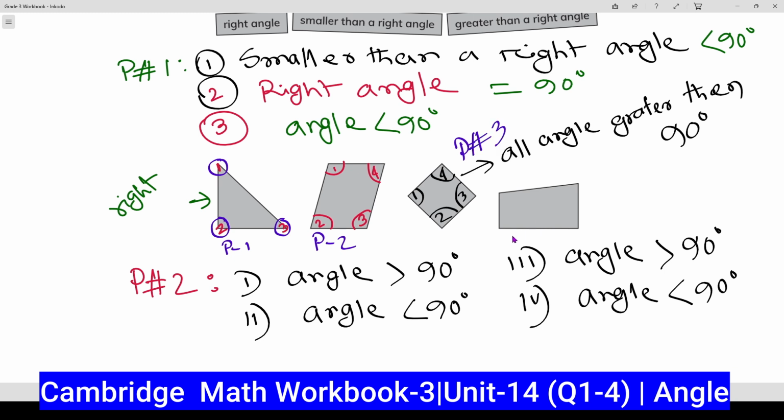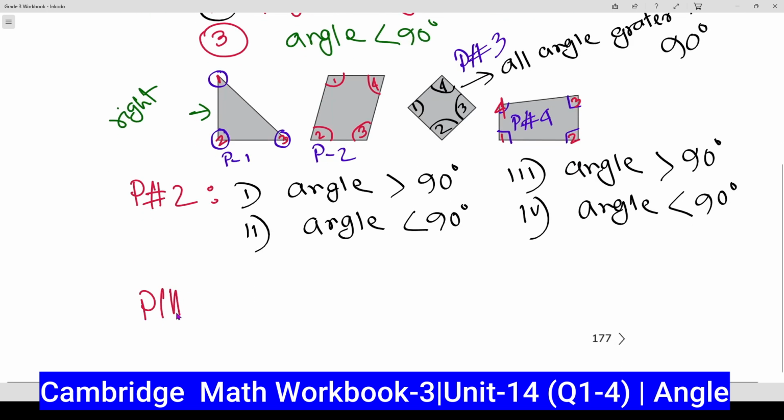And finally, photo 4. This is, look, it's 90 degrees. It's also 90 degrees. This one also 90 degrees. We can say no, it's not 90 degrees, a little bit less. It means smaller. And this one is a little higher. So photo 4, we can mark like this: 1, 2, 3, 4.